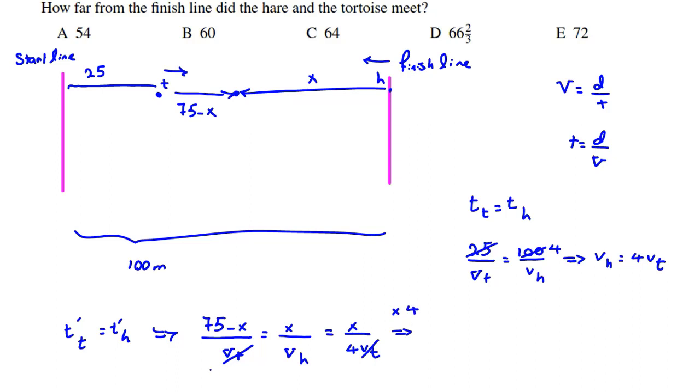If we multiply both sides by 4, the left-hand side is 4 times 75, which is 300, minus 4x, equals 4 times this part, which is x. So we can take negative 4x to the right side. It will be 4x plus x, 5x. Now we can divide both sides by 5. It will be 60. Now we see the answer is choice B.